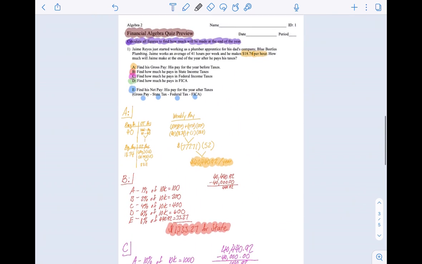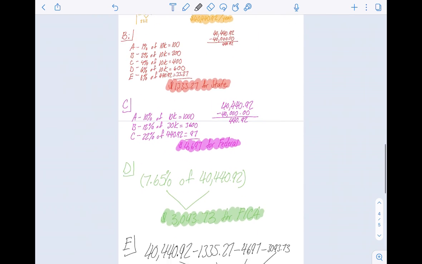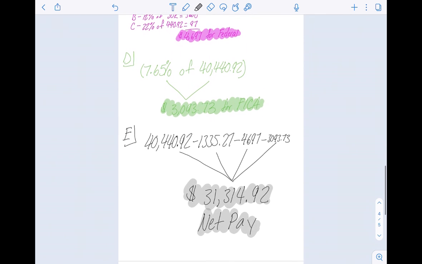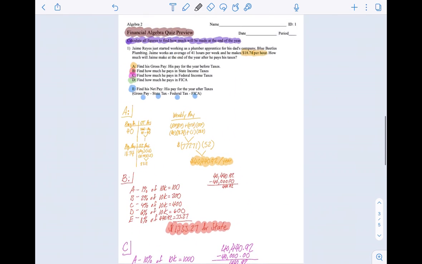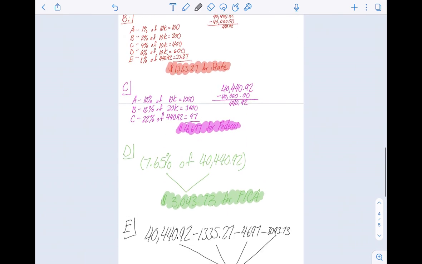So make sure you paid attention, make sure you wrote everything down, because this is the actual assignment for the quiz preview. But then you'll get a quiz similar to this next time, and all you have to do is calculate all the work.